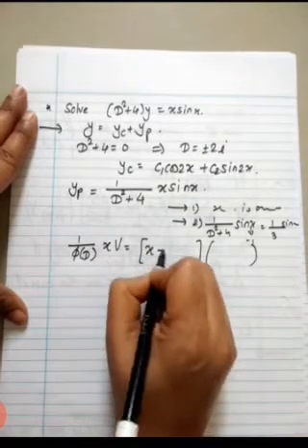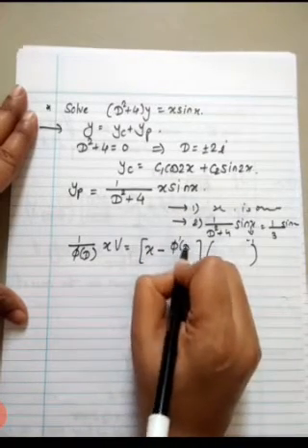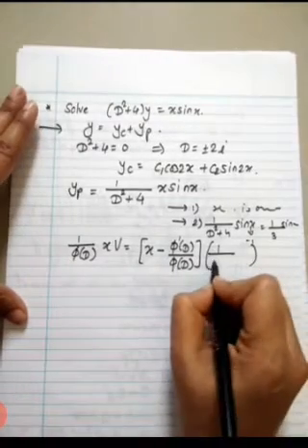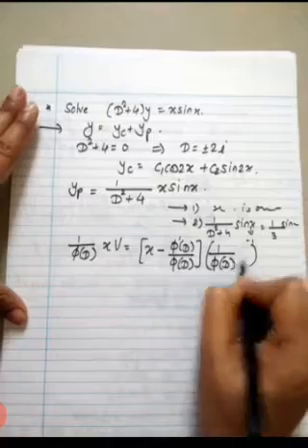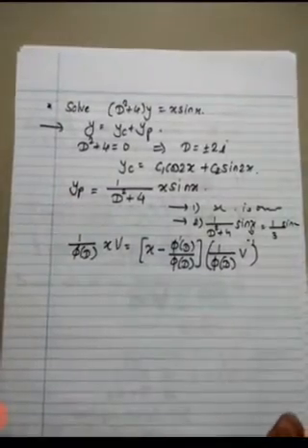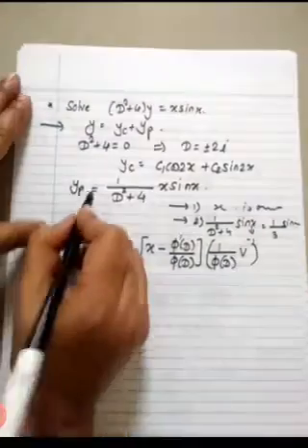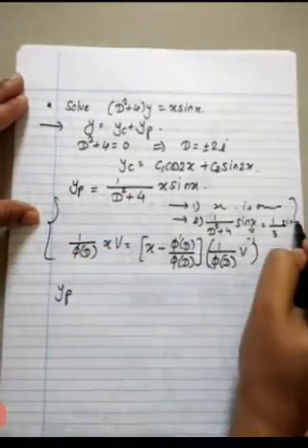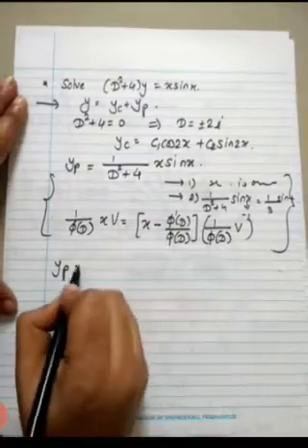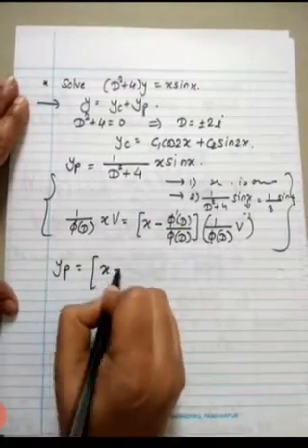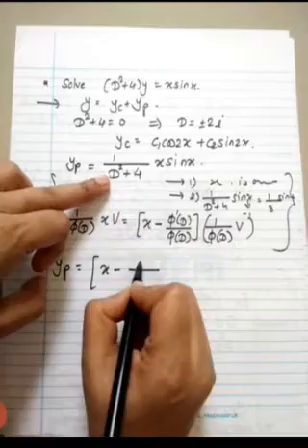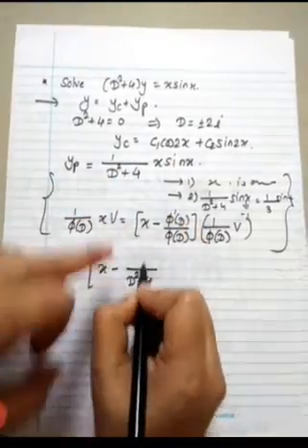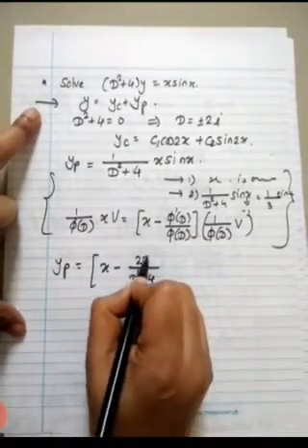x minus phi dash d upon phi d, into 1 upon phi d, into v. This is the formula. Now we'll apply it here. So our yp becomes x minus 2d upon d square plus 4, into 1 upon d square plus 4 into sin x. This is your phi d, write it here as it is. Its derivative is 2d.